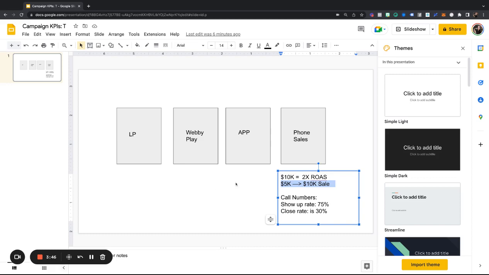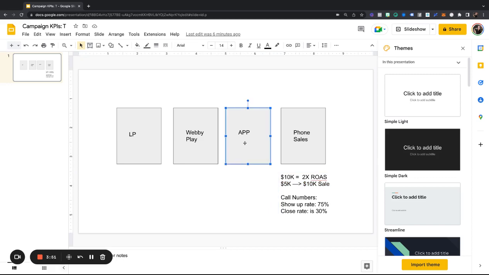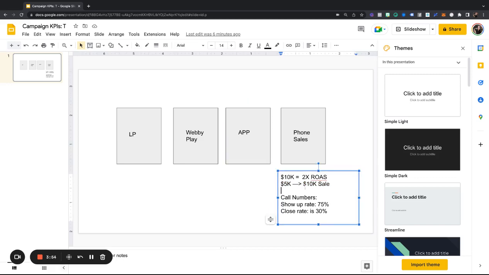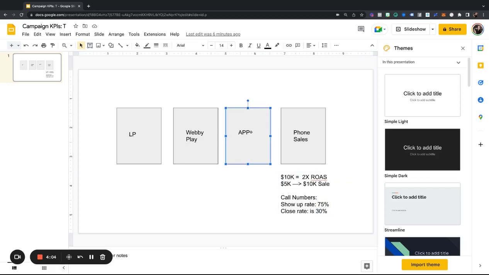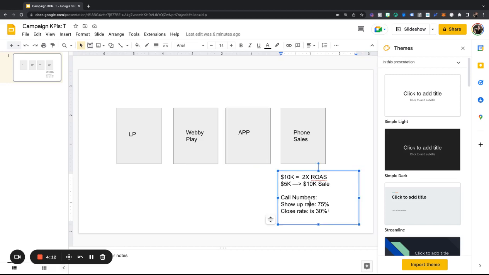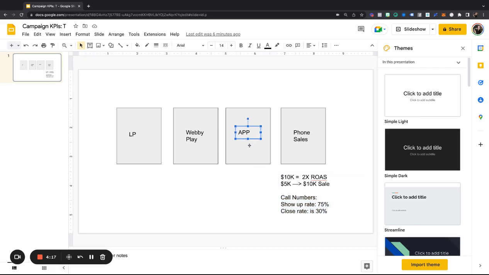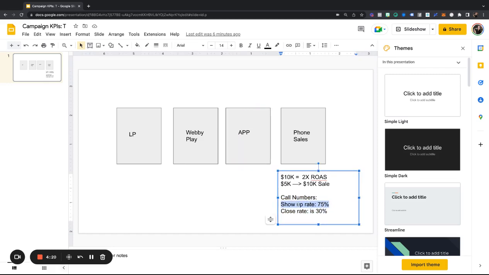Okay. Now, the way that we are going to figure this out, we want to know the cost per application that we should be shooting for. In order to do that, we are going to multiply our show up rate by our close rate, okay? Because we want to take into account some of the people who are not going to show up. So we don't just want to figure out the application cost for people who show up. We don't want to take into account 100% of the people who fill out the apps, because we have 75% show up. So that's why we put the 75% in there.